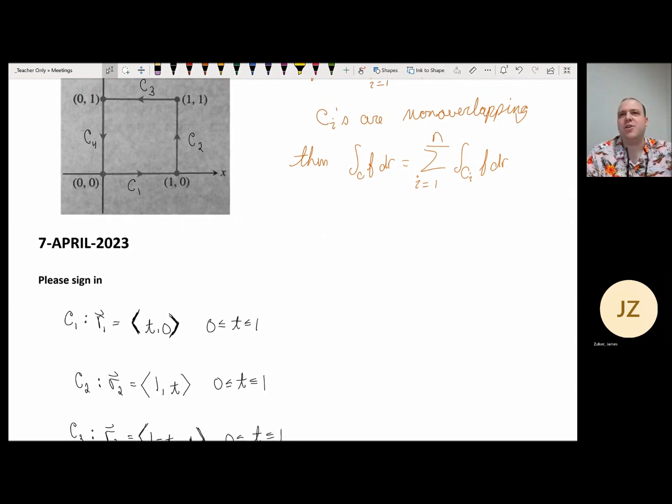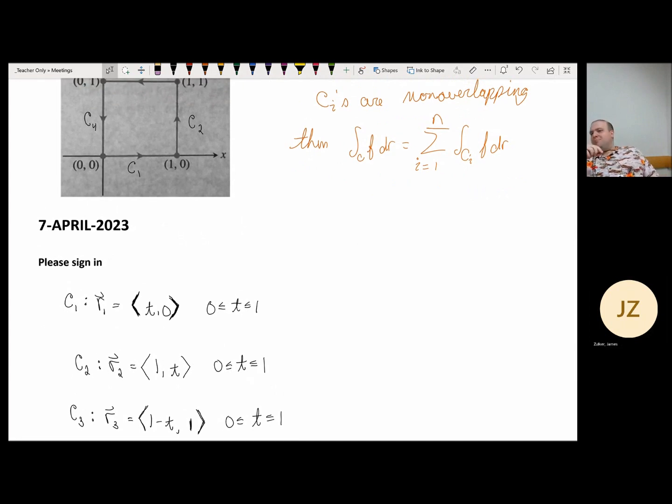C2 used a similar kind of argument. x stays constant at 1, right? y is going to go from 0 to 1, so 1, t as t goes from 0 to 1. Then we get to C3. y staying constant at 1, right? So just set your y component to be 1. But now your x goes from 1 to 0.